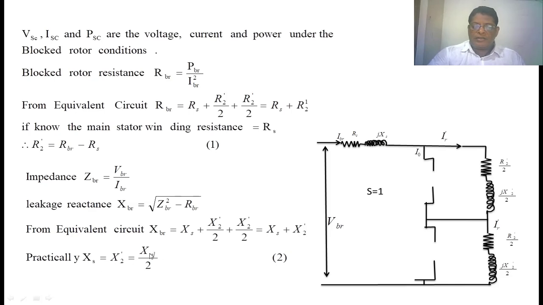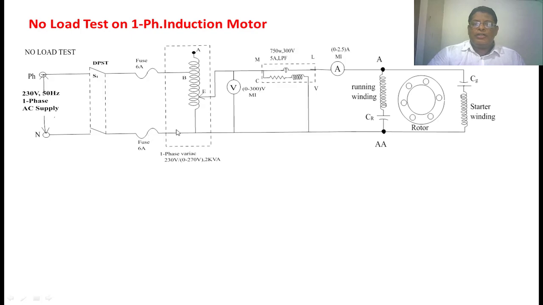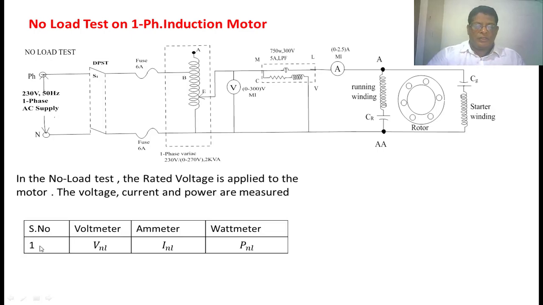Now we are going to conduct a no-load test on the single phase induction motor. During the no-load test, we apply the rated voltage to the induction motor and note down the readings of the voltmeter, wattmeter and ammeter. When we say no load, we are not applying any load on the induction motor. The rotor speed is close to the synchronous speed, so the slip of the induction motor is very small. This is the table. You note down the voltmeter reading VNL, this is INL, this is PNL.